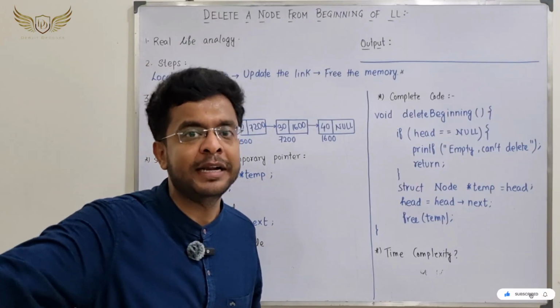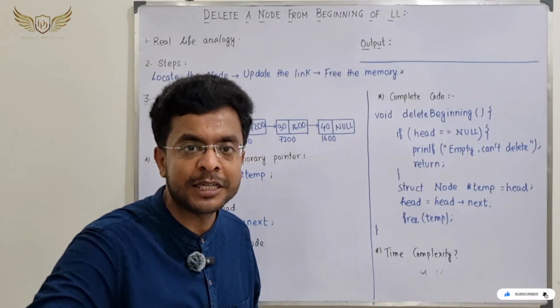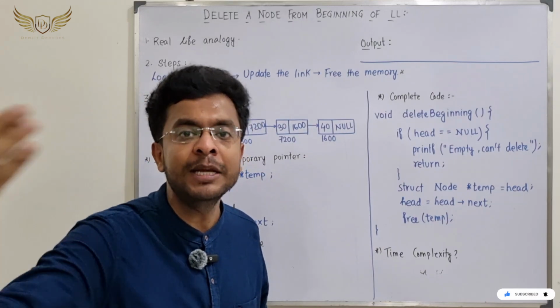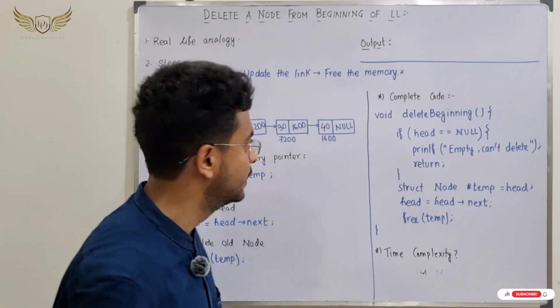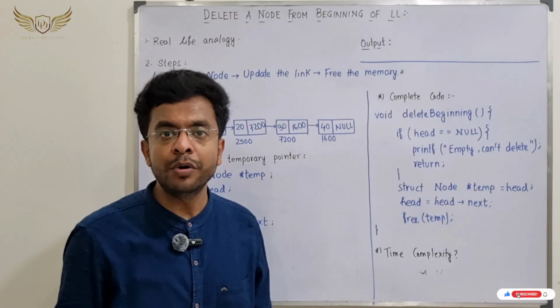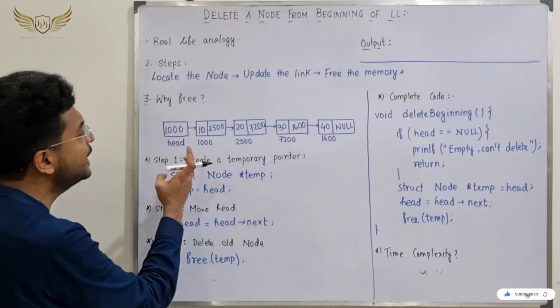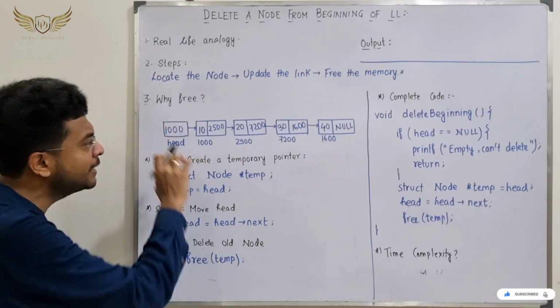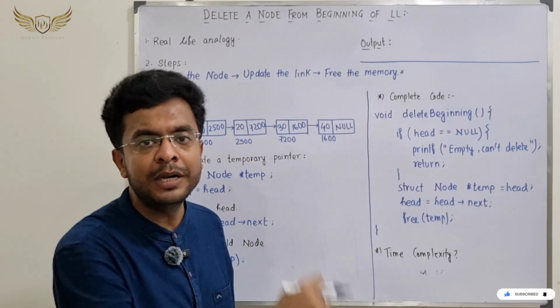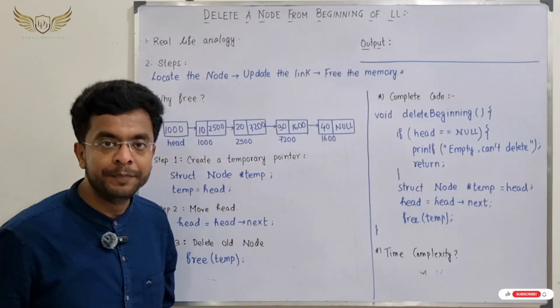Because the temporary pointer in the previous videos, in case of insertion, we have seen being used for traversing, in case of inserting at the end or at any position. But do we need to traverse anywhere? The answer is no, right? Because we want to delete from the beginning. Why do we need to traverse? We just need to manipulate the value of head. We just need to change the address that head is holding. So why do we need this temp?